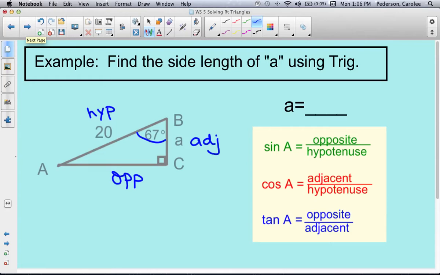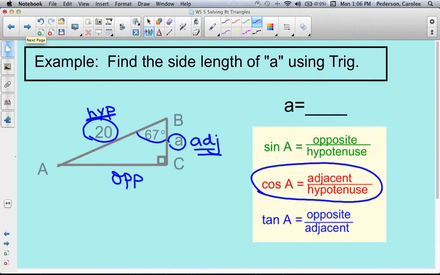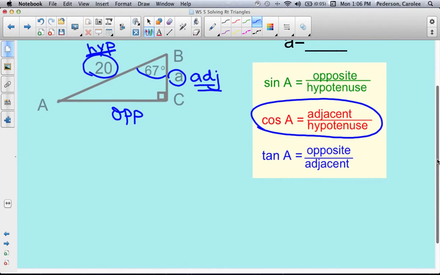Now we have to choose the correct trig function in the yellow box. So the 2 sides we're working with are 20 and A. So we want to choose the trig function that has adjacent and hypotenuse in it. Well, that is right here. The cosine of A equals adjacent over hypotenuse. So we're going to set up an equation. The cosine of angle B, which is 67 degrees, equals adjacent, which is A, over the hypotenuse, 20.